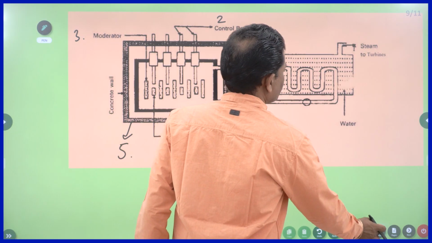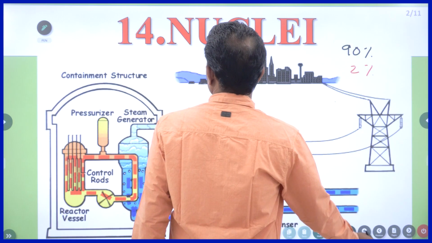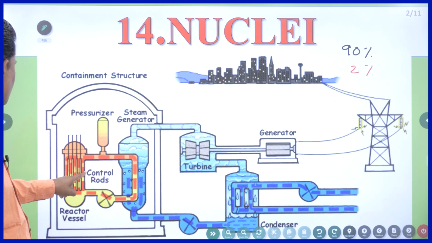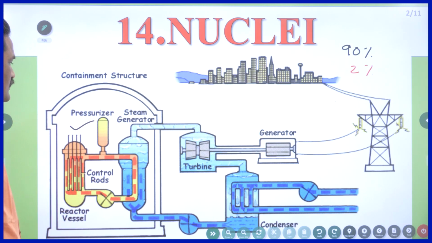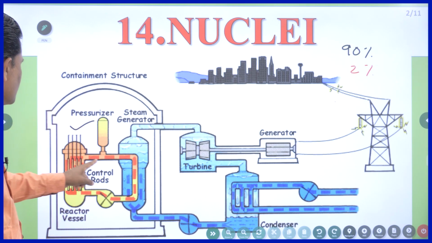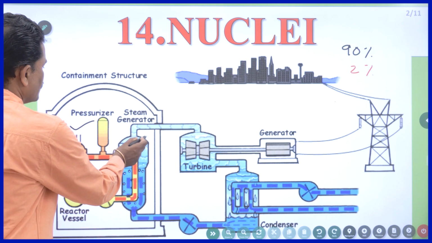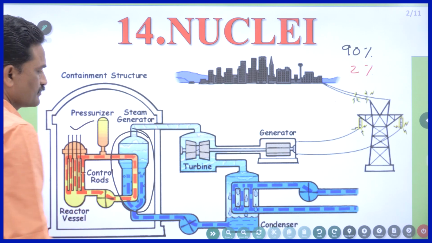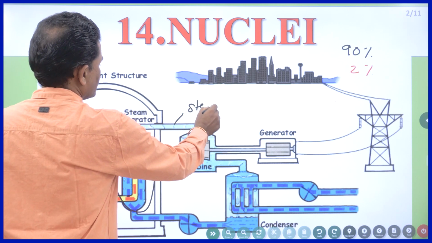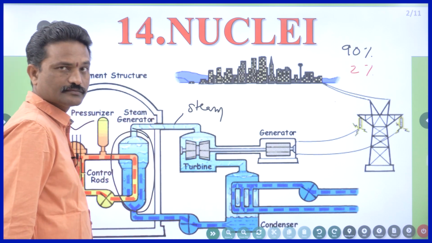So this is shown in the first slide, animated slide. So these are the control rods. They can be pushed inside or it can be taken outside. So this is cold water is running, right? So this cold water is going through the heat exchanger. Here this cold water is becoming steam. This steam is rotating the turbine. This in turn rotates the generator.